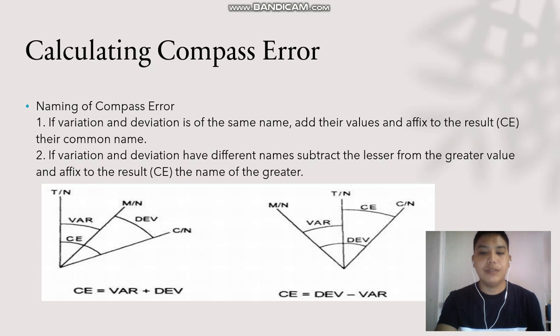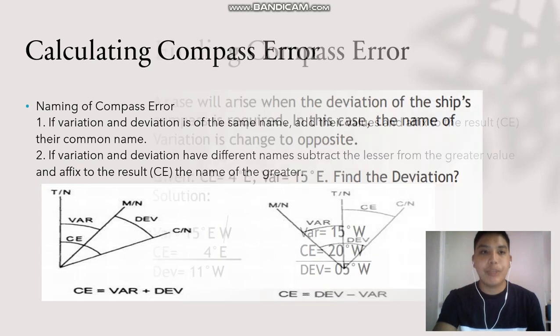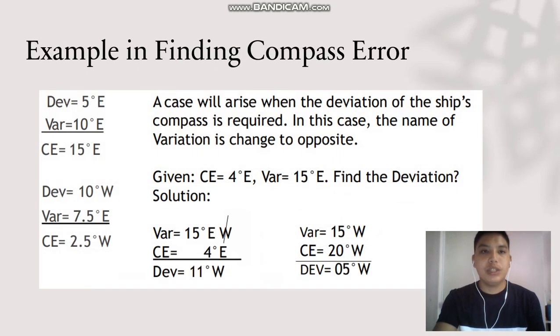Below is the composition of compass error: compass error equals variation plus deviation. Compass error equals deviation minus variation. Example in finding compass error: a case will arise when the deviation of the ship's compass is required. In this case, the name of the variation is changed to opposite.